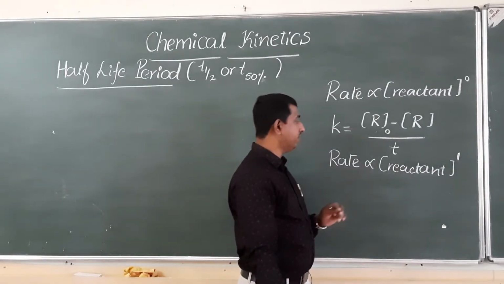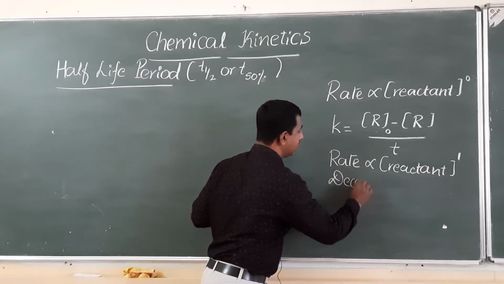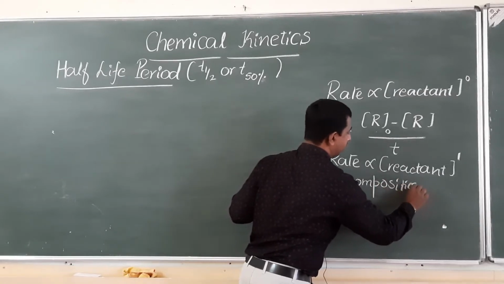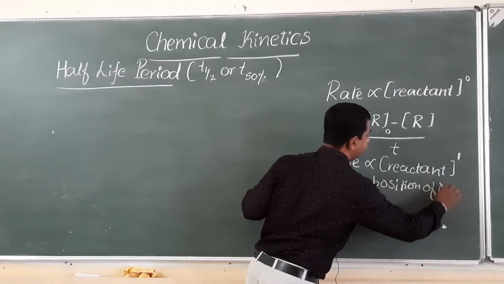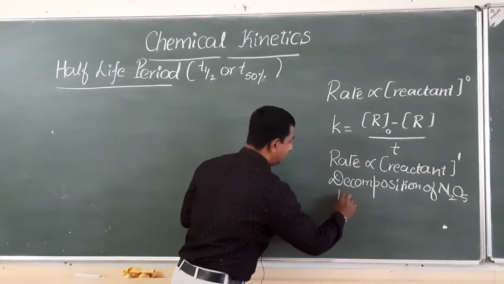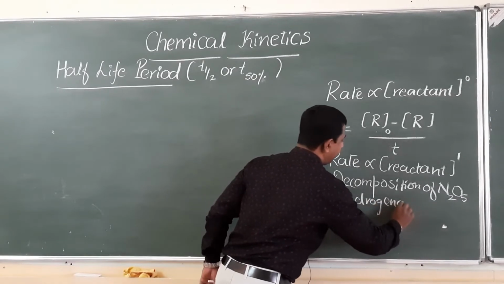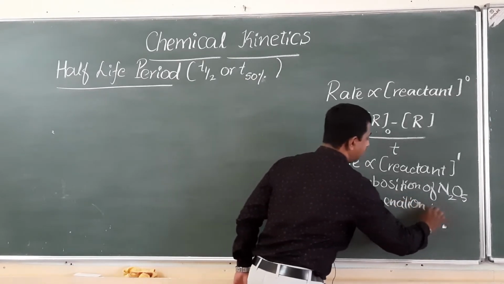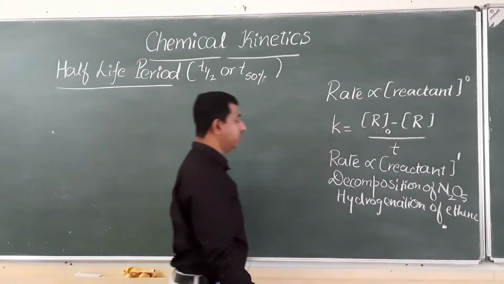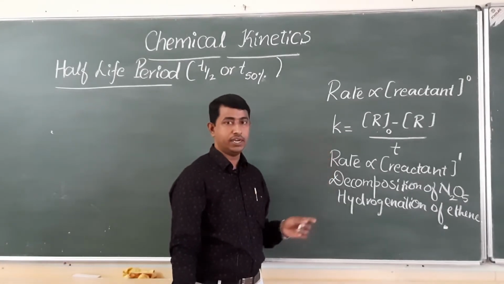See, examples for first order reactions: one is the decomposition of N2O5, dinitrogen pentoxide. Another example is the hydrogenation of ethene. So the decomposition of N2O5 and the hydrogenation of ethene are examples for first order reactions.